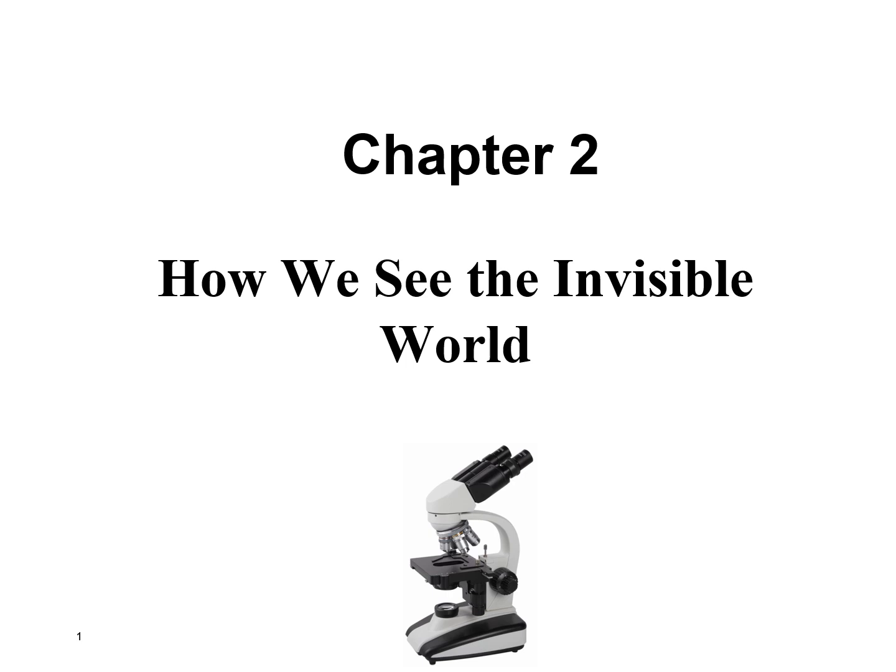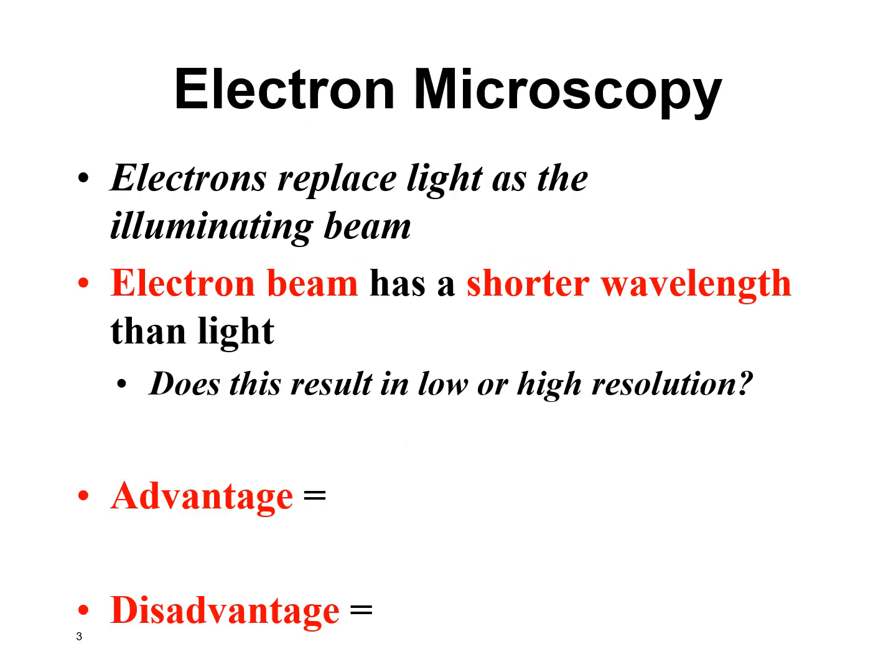We're going to talk about electron microscopes and scanning probe microscopes in this lecture. The electron microscope is different than the light microscope because it's going to use an electron beam to illuminate the specimen rather than a beam of light. And the electron beam has a much shorter wavelength than the light does. And if you remember, the shorter the wavelength, then the higher the resolution. So that's going to be the advantage of the electron microscope over the light microscope.